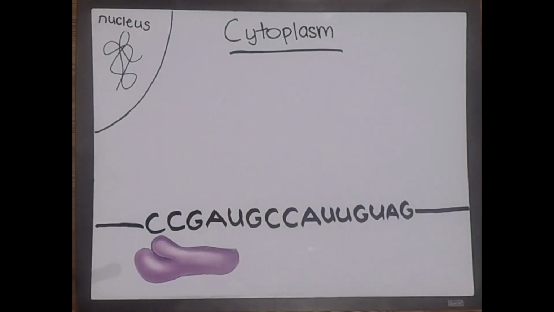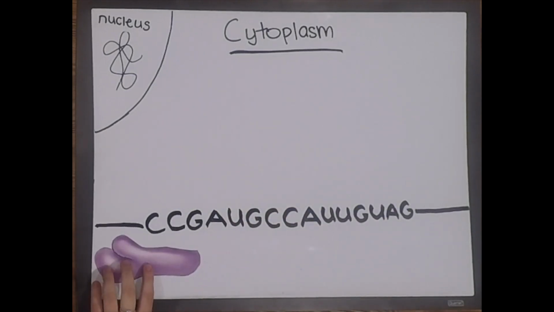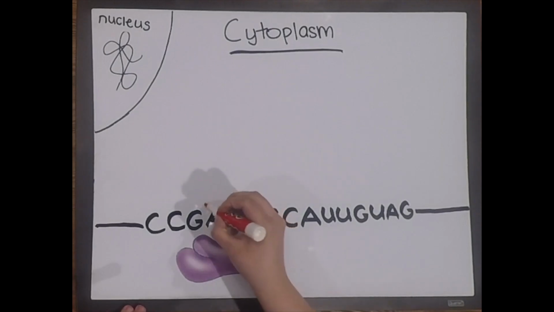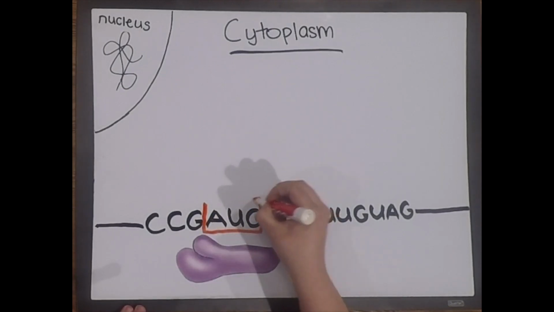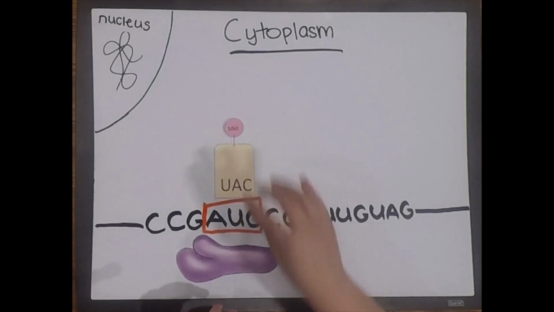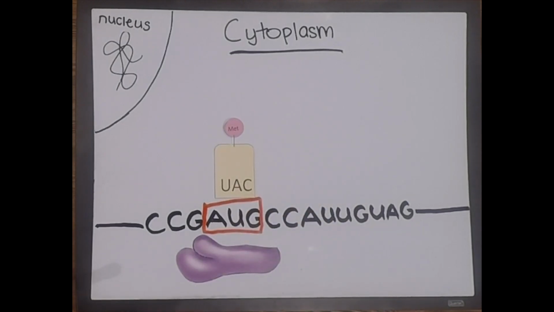First, the small subunit of the ribosome attaches to the 5' cap of the mRNA and moves along the strand towards the 3' cap. Once the ribosome encounters a start codon, which is always the sequence AUG, the initiator tRNA with the corresponding anticodon binds. tRNA, or transfer RNA, is carrying the amino acid that corresponds to its anticodon sequence, in this case methionine.